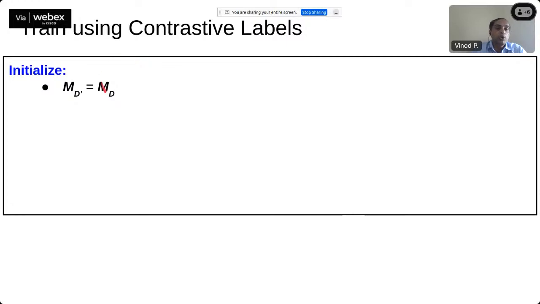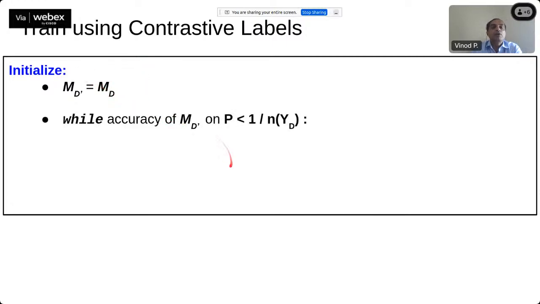So we will start with the original model, we will copy the original model. Now what we will do is we will iterate this, we will run the training process until the prediction on the preservation step is next to random. So if you have 10 classes, it should be 1 divided by 10, which is close to 0.1.